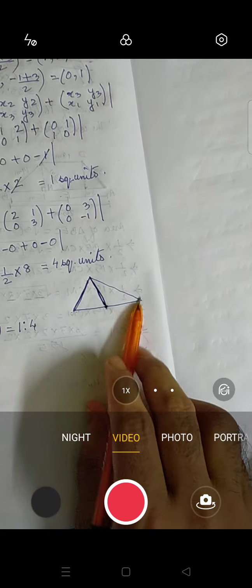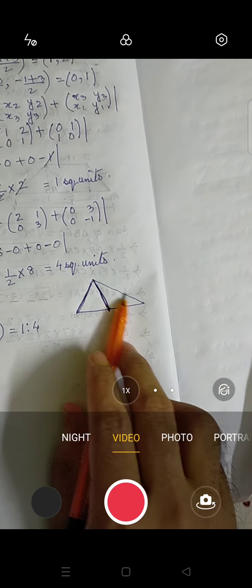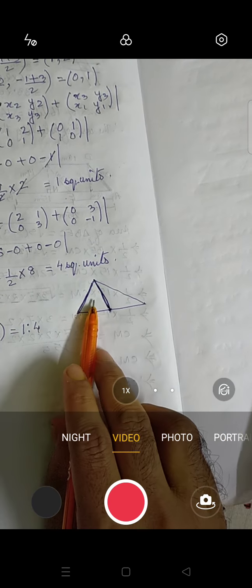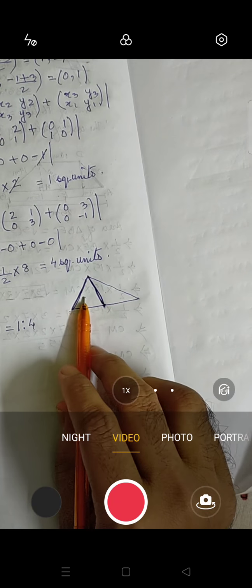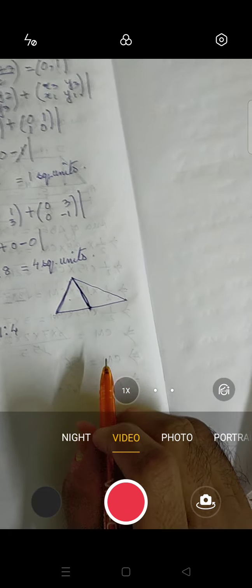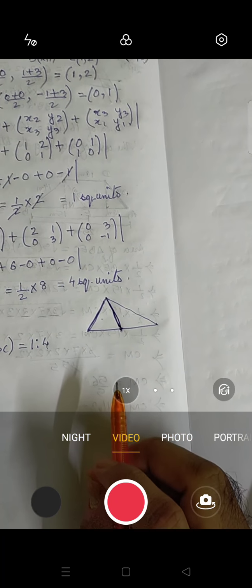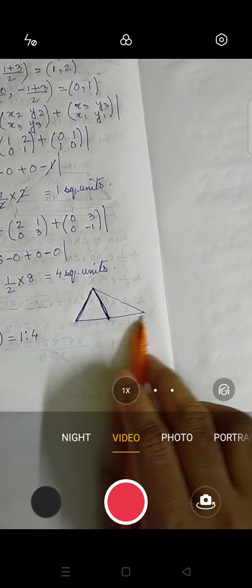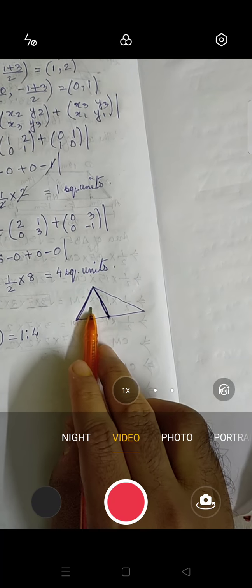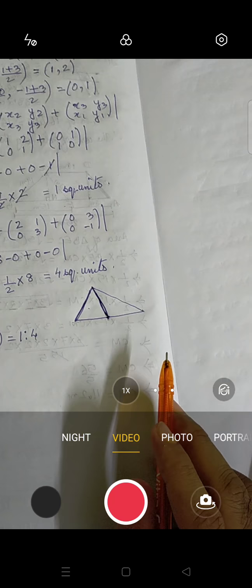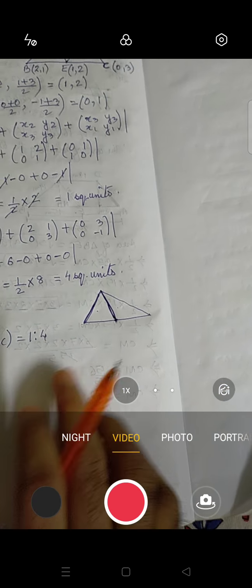So this is a triangle. This is the median. So this triangle has been divided into two parts, this and this. These two areas are equal according to the theorem. So it is said that the median of a triangle divides the triangle into two equal areas. This area and this area are equal. Now how to prove this?